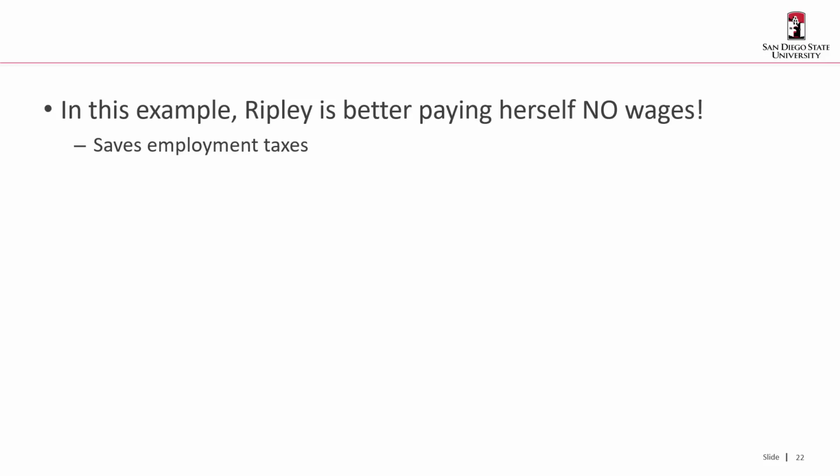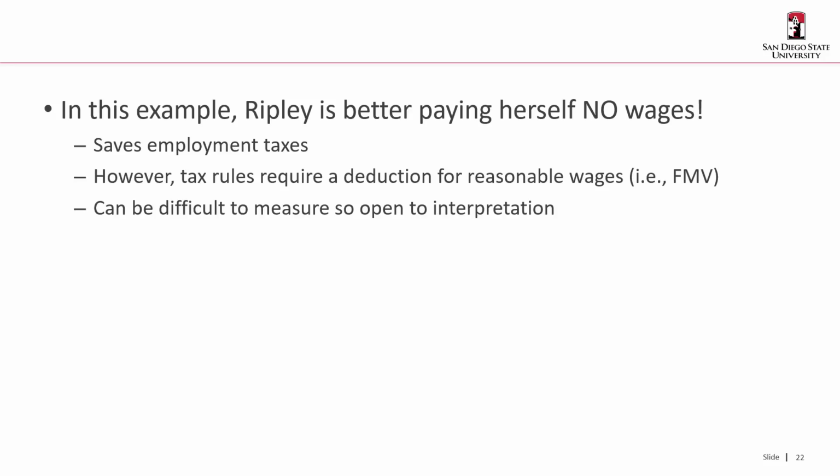So in this example, Ripley is clearly better off paying herself no wages, and that's because she saves on employment taxes. Well, look, the IRS knows this. And so the tax rules require a deduction for a reasonable wage, or in other terms, a fair market value wage. But as you can imagine, that could be really difficult to measure. So it's often open to interpretation.